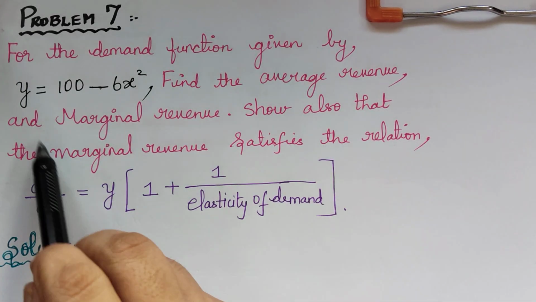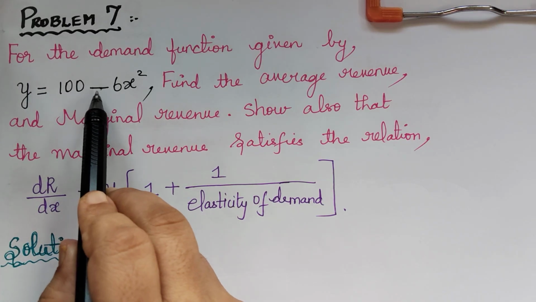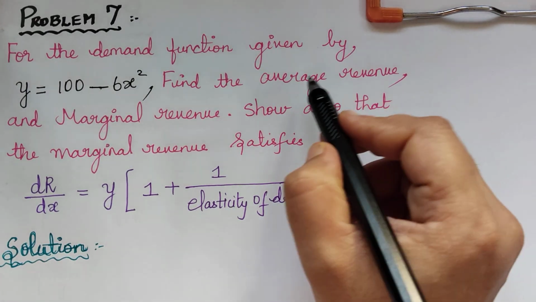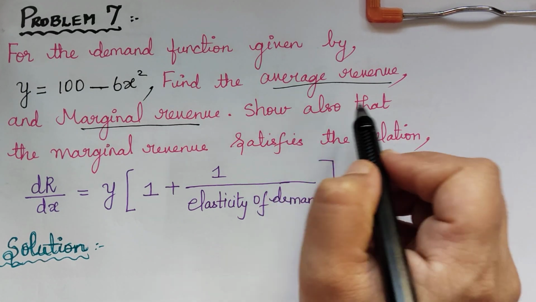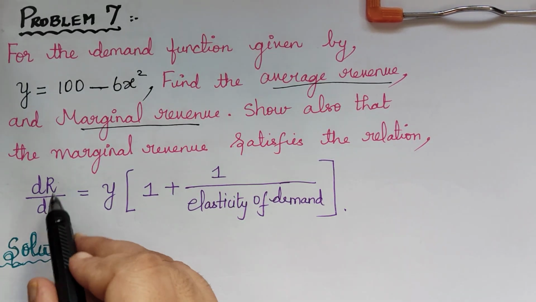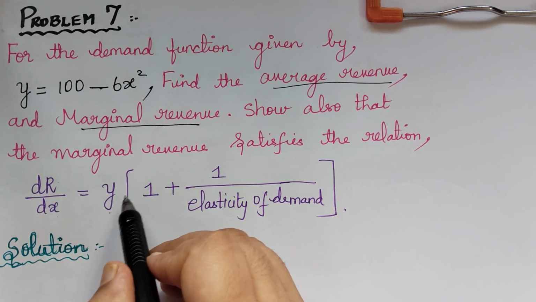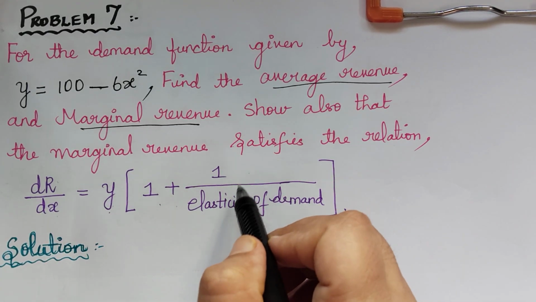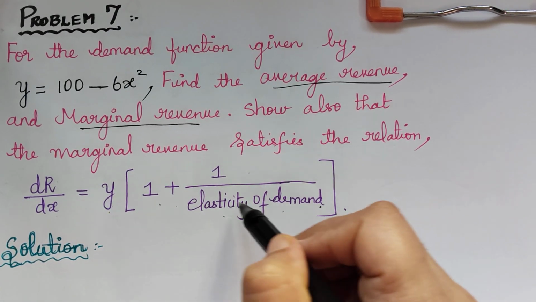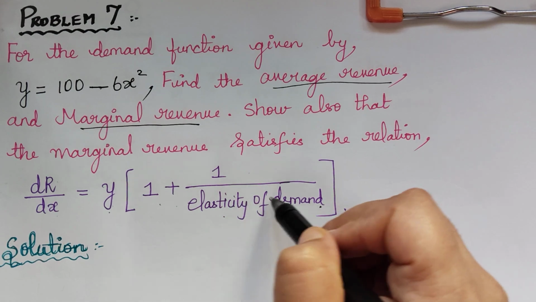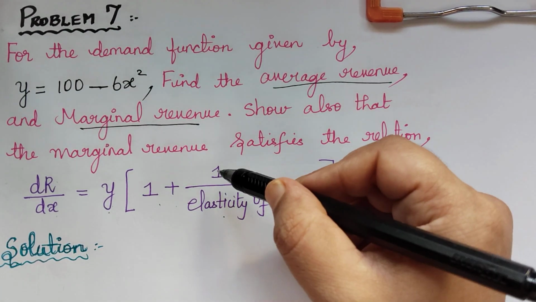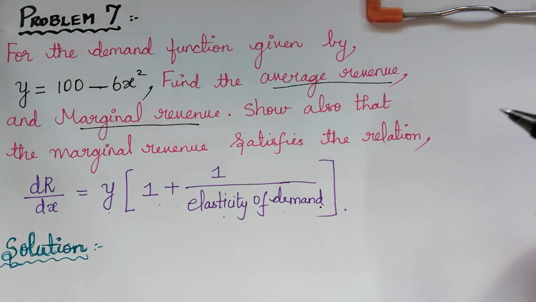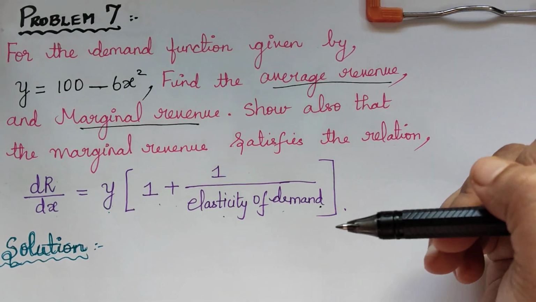Now the demand function is given as y equal to 100 minus 6x square. The question is to find the average revenue, marginal revenue, and also to prove the relation dR by dx is equal to y multiplied with 1 plus 1 by elasticity of demand. This was given as elasticity of demand, the inverse. Now in this problem it is just given as the reciprocal, that is 1 by elasticity of demand. So both the conditions were same only.